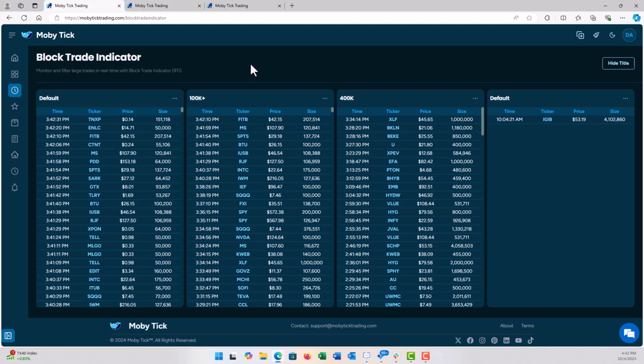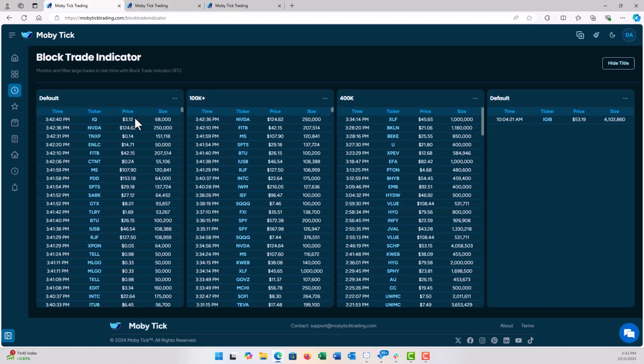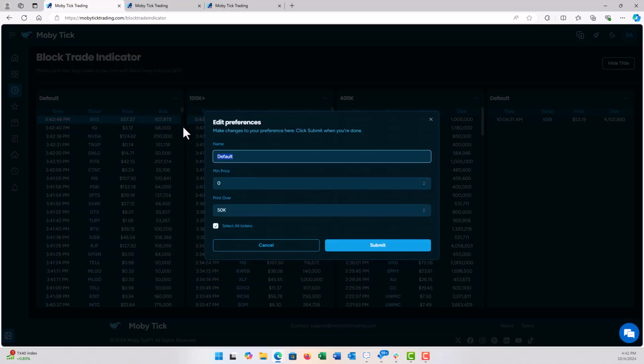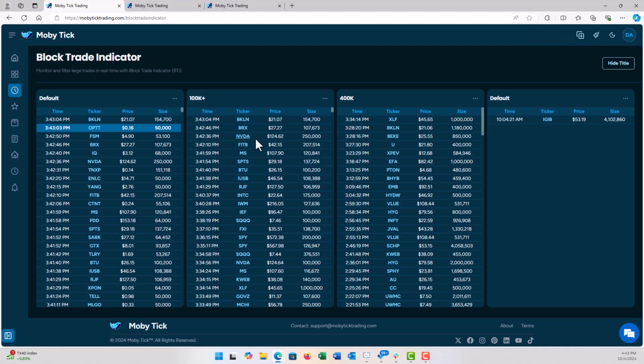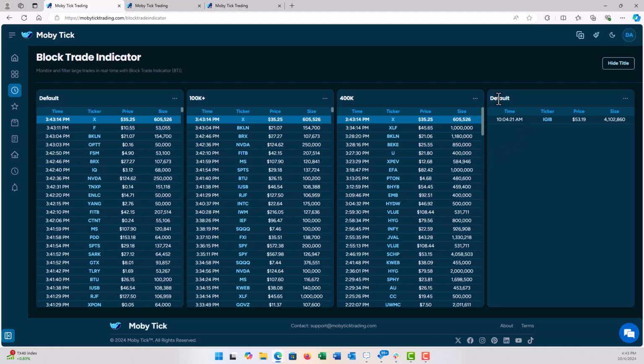There's 4 individual cards that are here. The default is everything that's 50,000 shares or higher. So I can select this here and see I can give it a name, a minimum share price, and a minimum print size. And we can select individual tickers if we want to watch them. So here what I've got is all of the things 50,000 and higher. I've set the second column to 100,000 or higher, so we can see those there. The third column I've set to 400,000. And then the last one is a default.